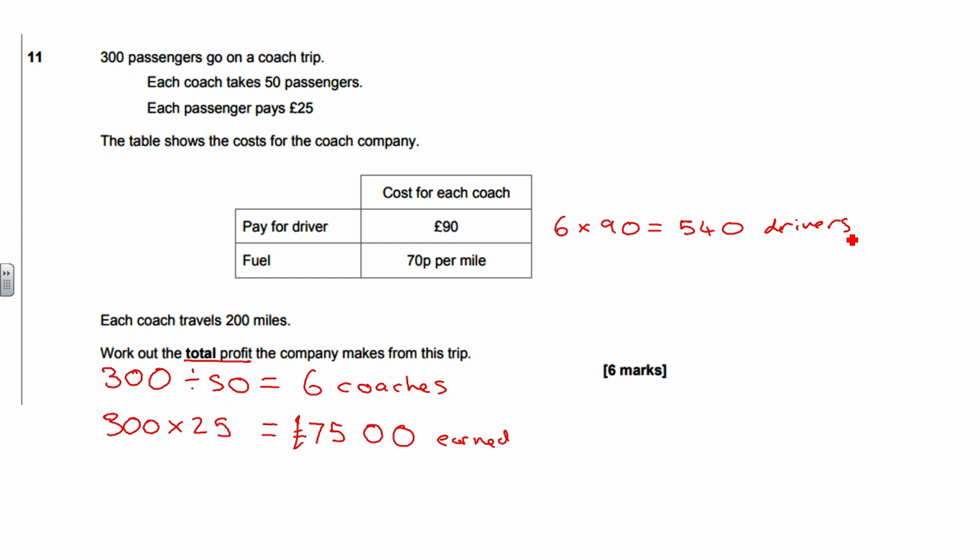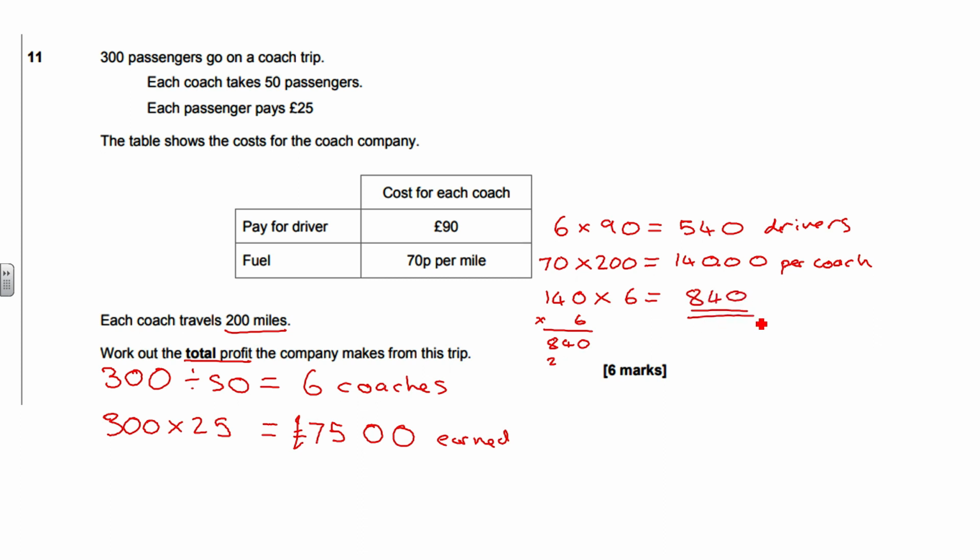Right, we also need to pay for fuel, which is 70 pence per mile. So 70p times by 200 miles each coach travels is 14, and then 3 zeros. But remembering that's in pence, so that's £140 per coach. So I still need to multiply that by 6. 140 times 6. I'll put it down here. 0, 2, 4, 6, 8, £840 is the total cost for the coach fuel, sorry. So 840 plus 540 is 1,380. So 1,380 in costs that we then remove from the money we've earned.